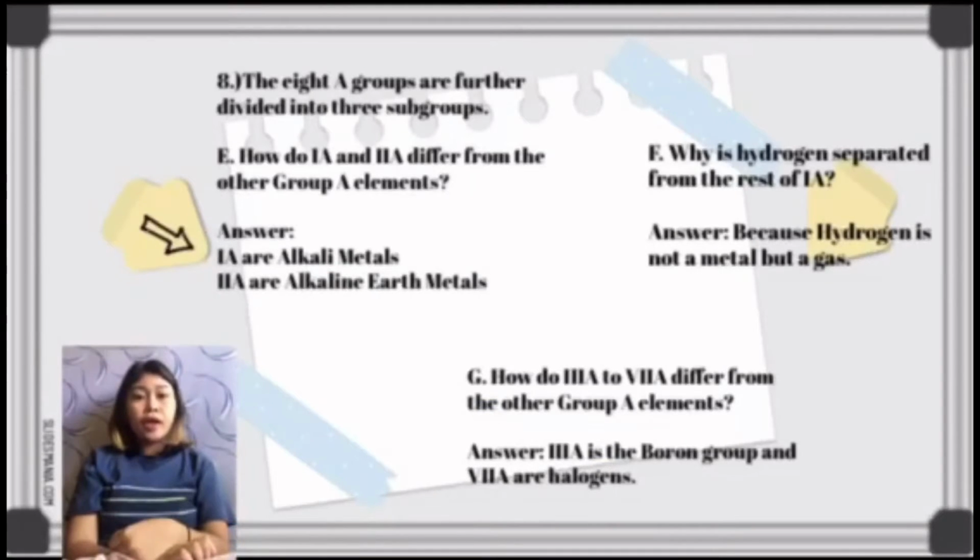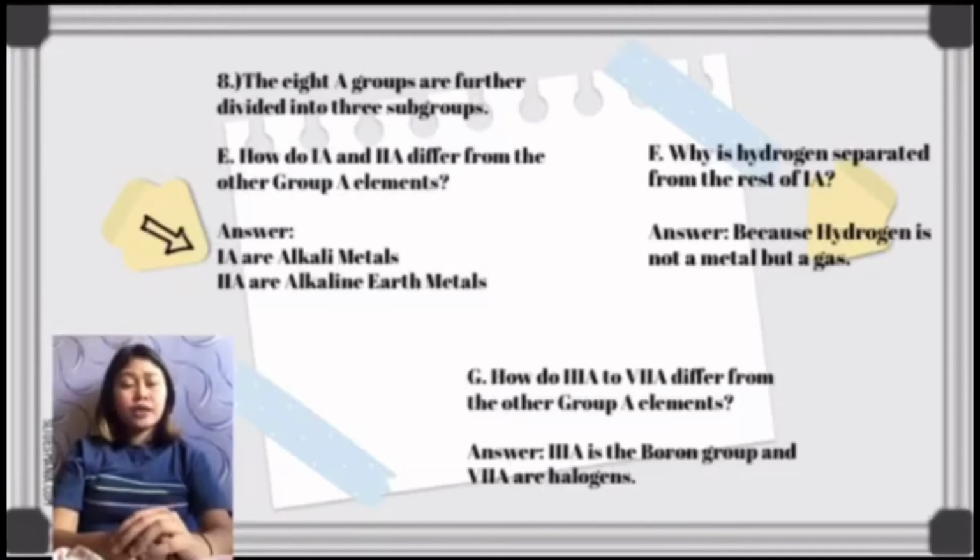The 8A groups are further divided into 3 subgroups. How do group 1A and group 2A differ from the other group A elements? Well, they differ because group 1A are alkali metals and group 2A are alkaline earth metals. Why is hydrogen separated from the rest of group 1A? Hydrogen is separated because it is not a metal but a gas.